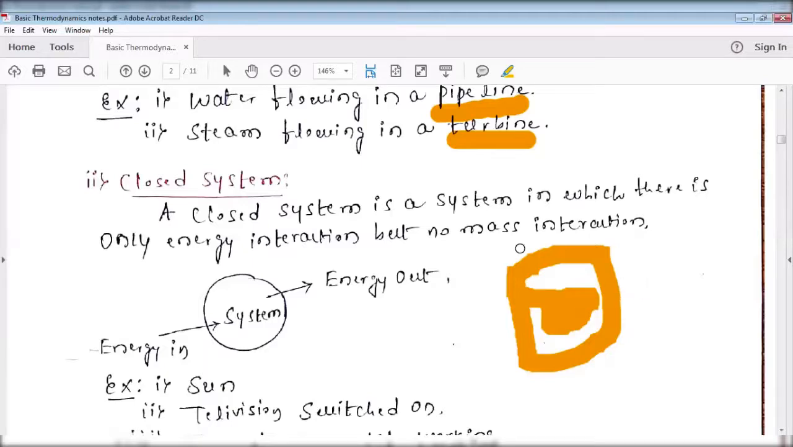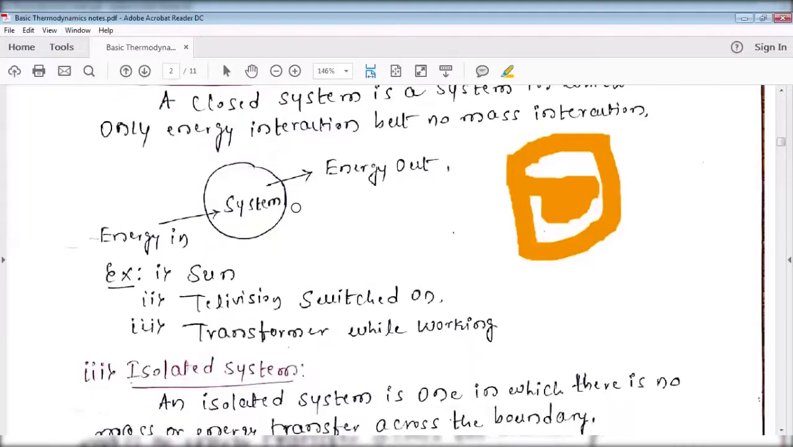Such systems are called closed systems. And the best example is the sun.